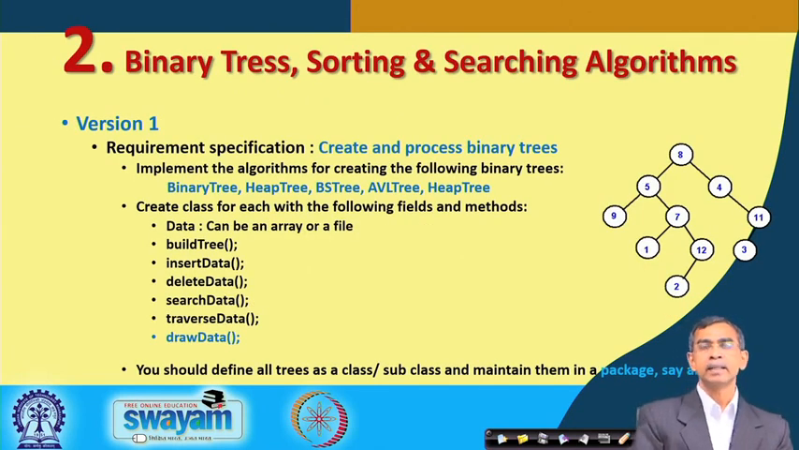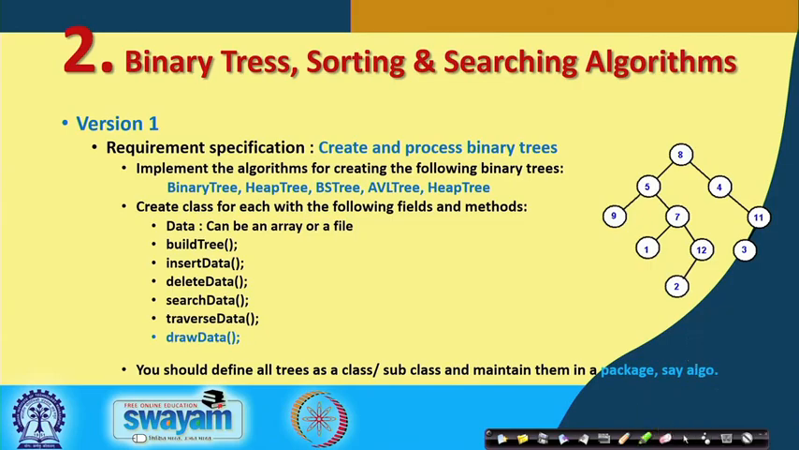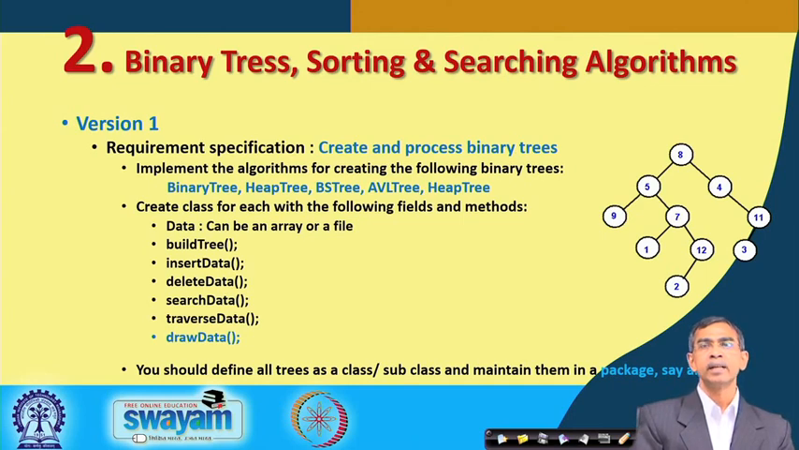Now, the first phase that you should do is to create and process binary trees. Here you have to implement the algorithms which are available in any book of data structures: binary tree, heap tree, binary search tree, AVL tree. And for each tree you should declare a different class, and this class should include the different fields as well as the different methods.